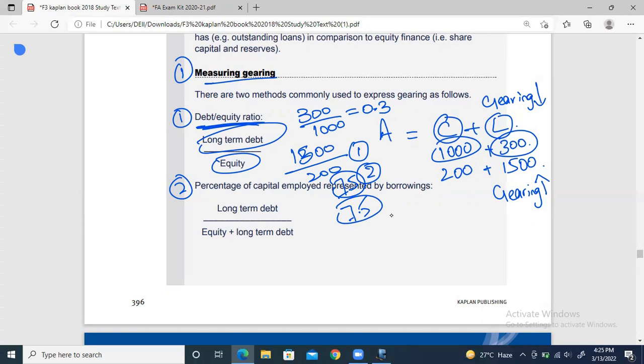Now the second formula is very similar to the first one. The only difference is that we take long-term debt divided by equity plus debt. The formula is basically debt divided by equity plus debt. This is the formula for the second one.